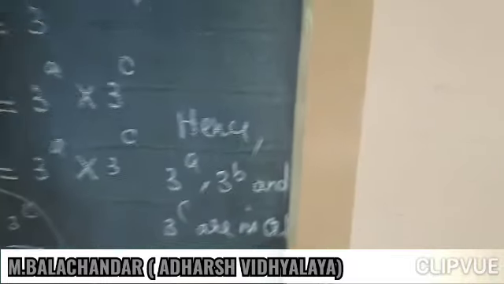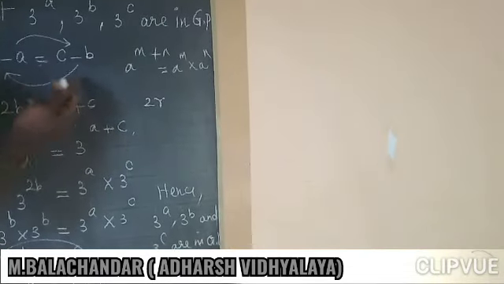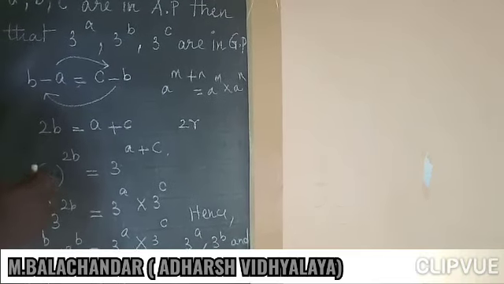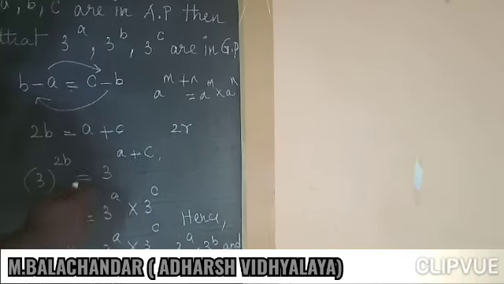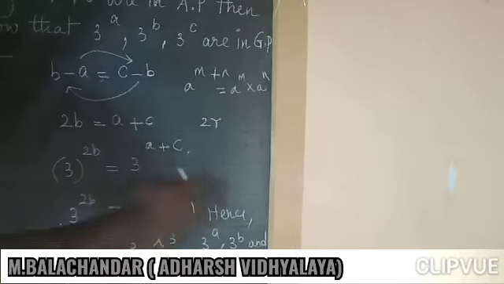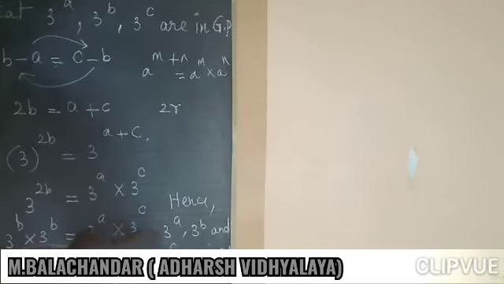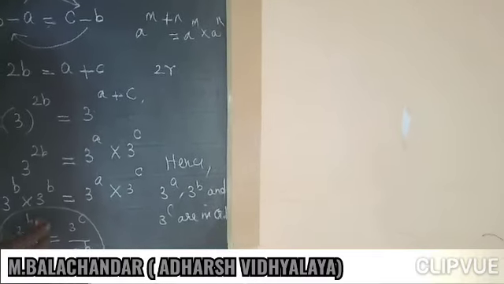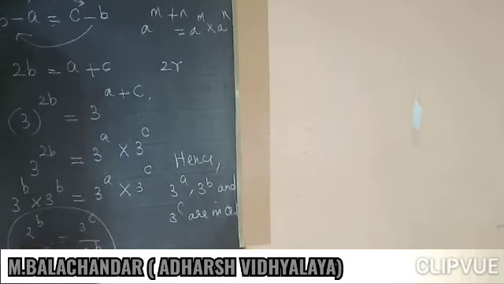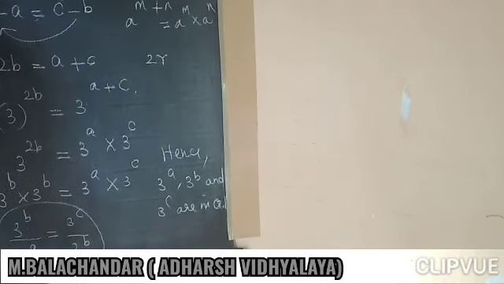I hope you understand this. It is very easy. Listen here. 2B is equal to A plus C because A, B, C are in AP. After that I have written it in the form of 3 power the given term. 3 power 2B is equal to 3 power A plus C. After that 3 power 2B is equal to 3 power A into 3 power C. This 3 power 2B can be written as 3 power B into 3 power B is equal to 3 power A into 3 power C. If we write 3 power B by 3 power A equal to 3 power C by 3 power B, it gives the common ratio. If the ratios are the same, that is a GP.